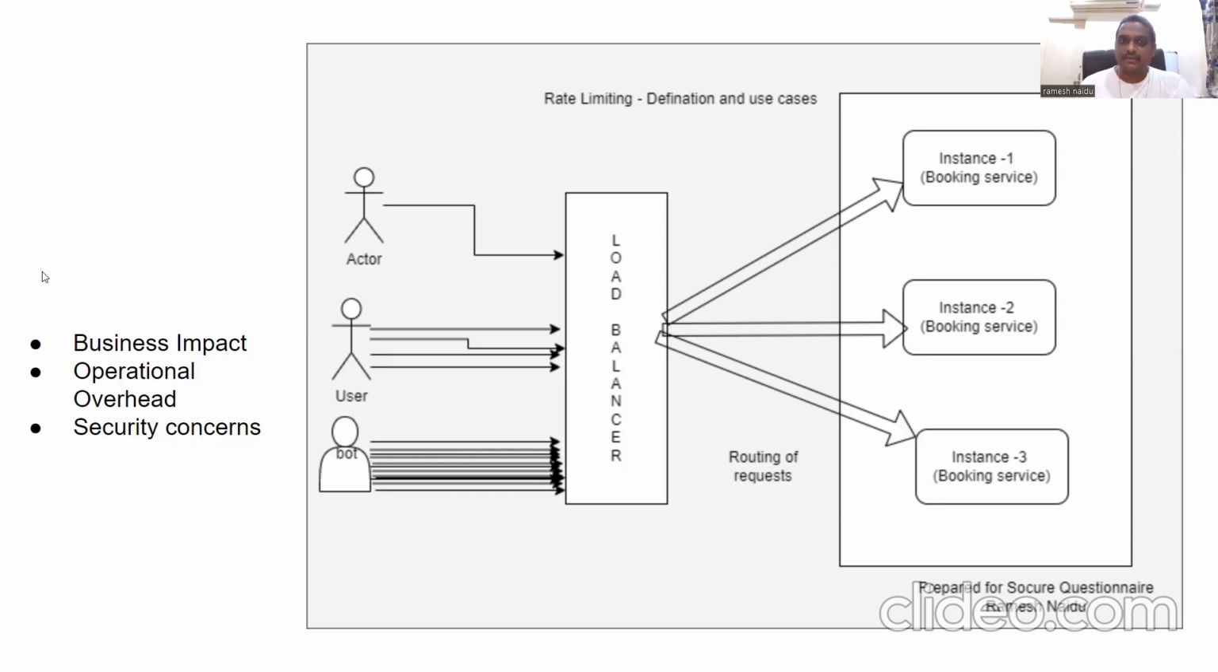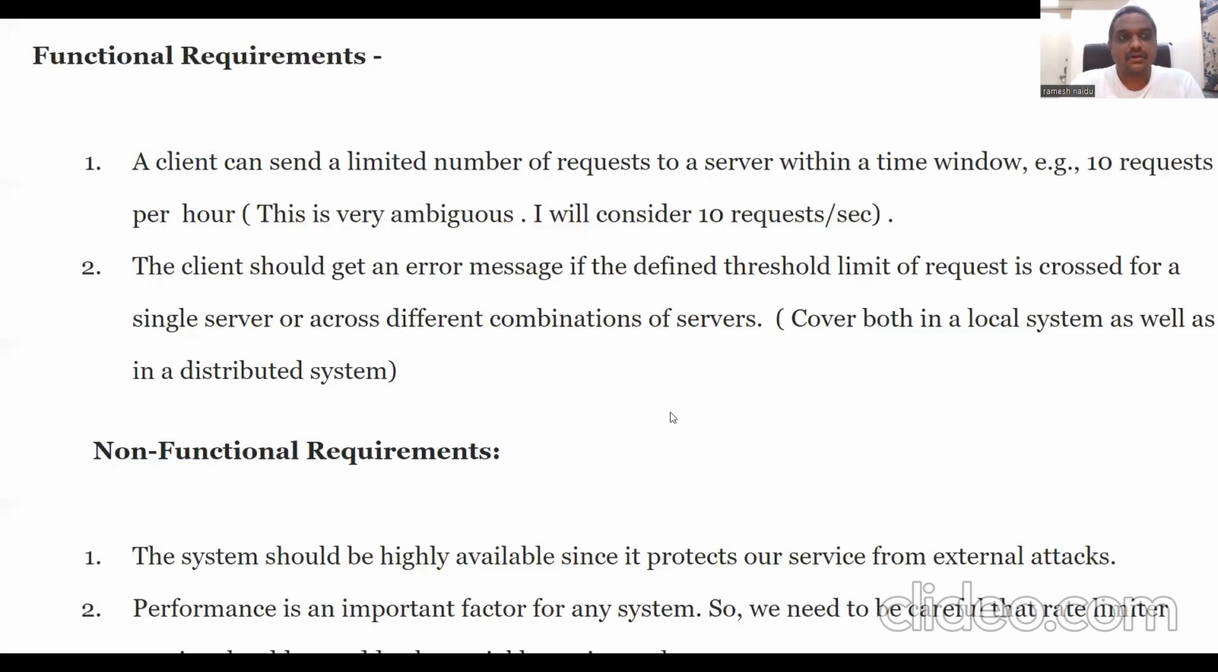We'll probably go deeper on how we have implemented it, but this is the problem we have identified, and we are trying to put up a solution for this problem. Let's get on to the next slide and talk about the functional and non-functional requirements for this rate limiting concept, so that we don't miss any of the concepts.